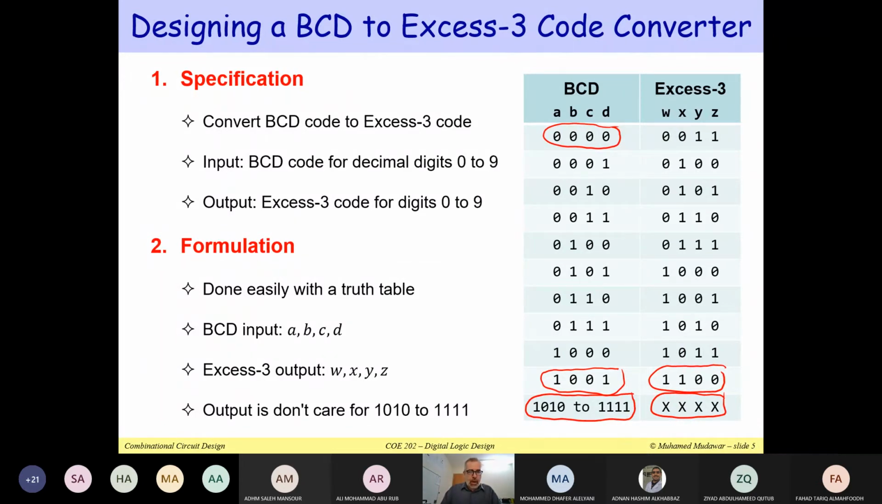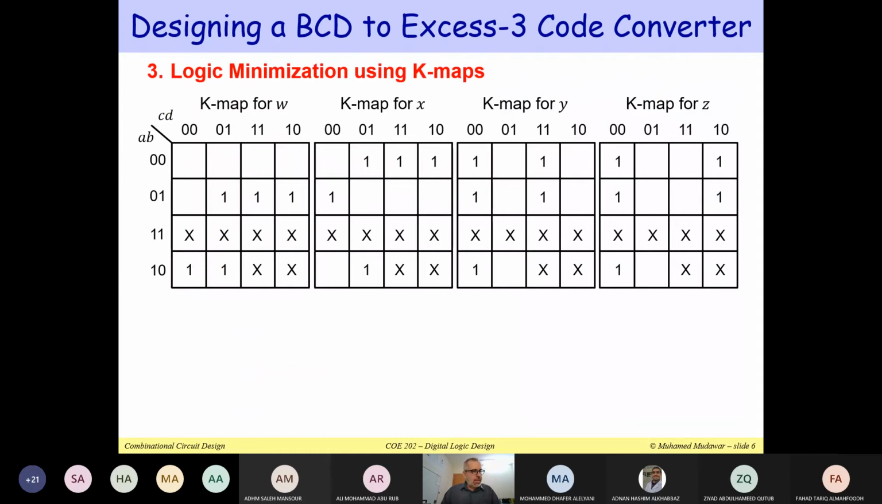So let us draw them one by one. So this is logic minimization using Carnot maps. I took the content of the truth table. So we have a Carnot map for W, a Carnot map for X, for Y, and for Z. Notice that the entries 10, 11, 12, 13, 14, 15 are don't cares, because, as I said, they are not defined. When the BCD input is from 10 to 15, the output is not defined. So for this reason, we write them as don't cares.